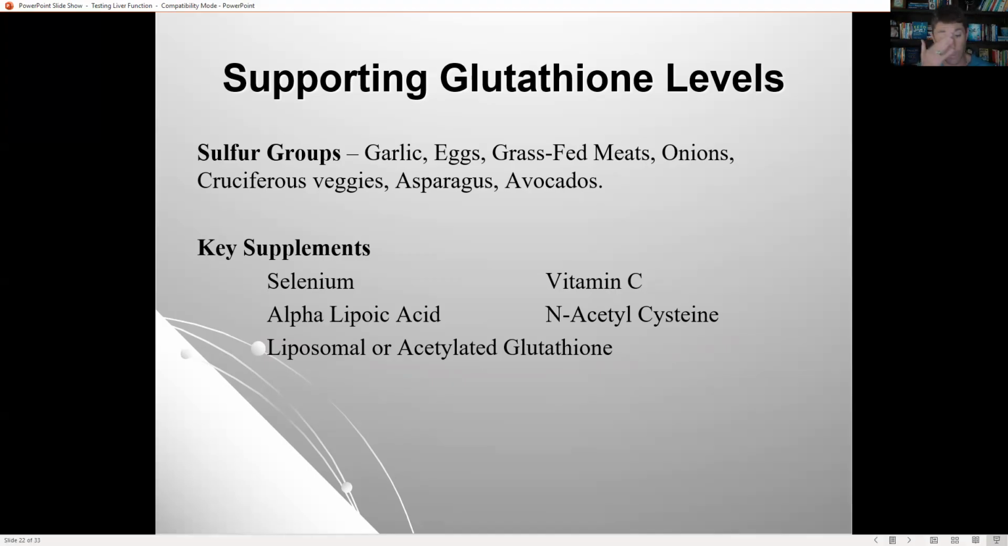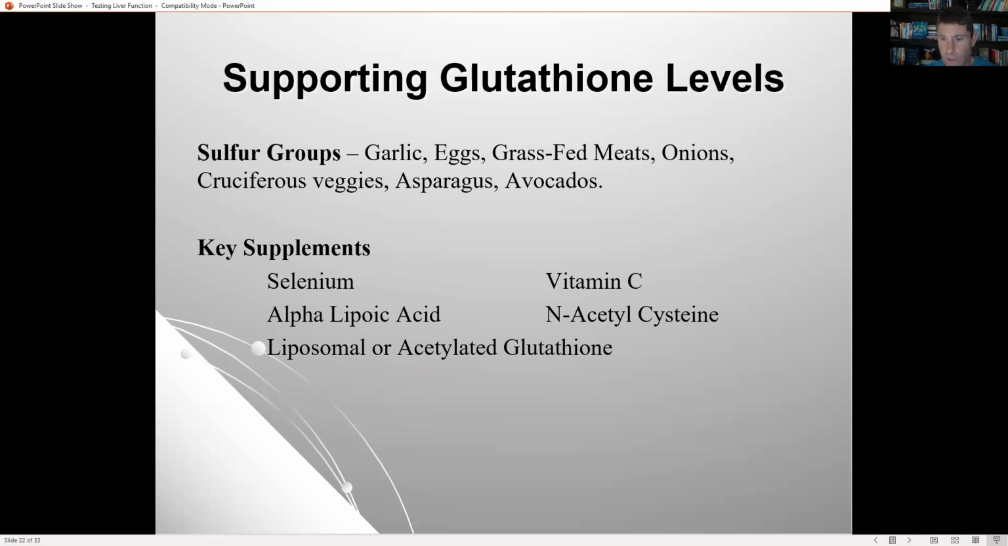And then there are key supplements that help as well. Selenium actually will help with glutathione levels. Vitamin C will. N-acetylcysteine, NAC, which is the major precursor to glutathione. Alpha lipoic acid has been shown to greatly improve glutathione levels. And then you can also get liposomal or acetylated glutathione.